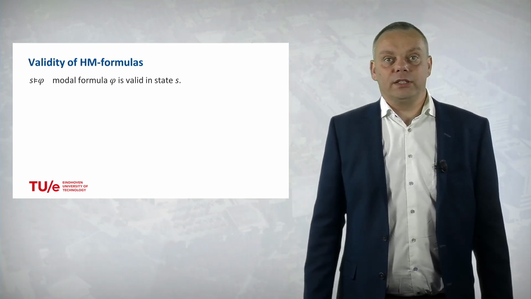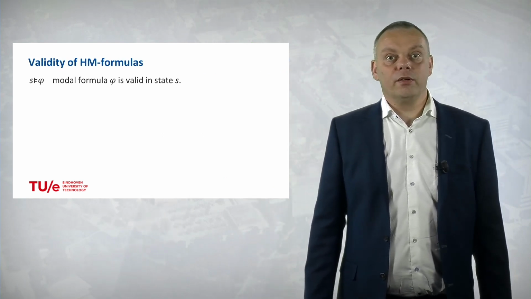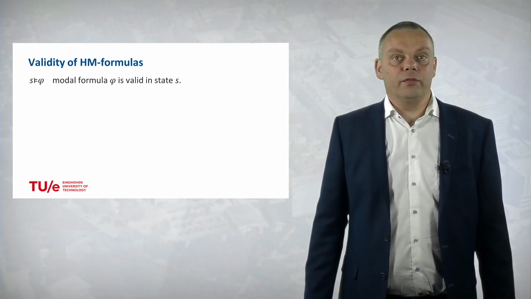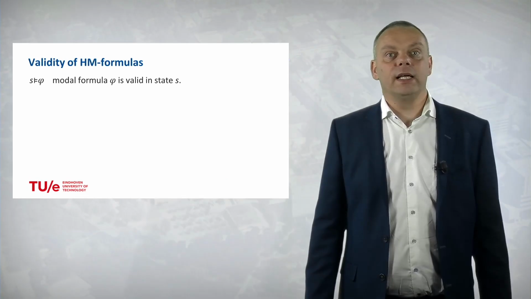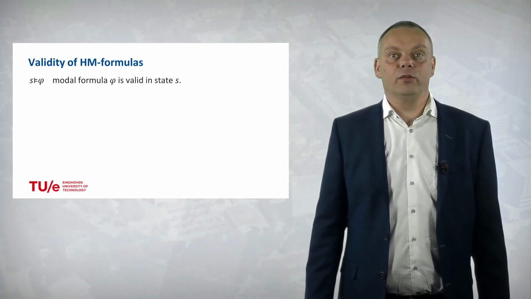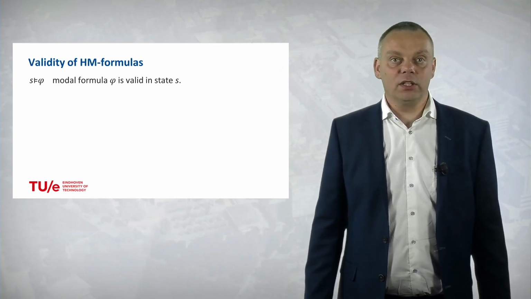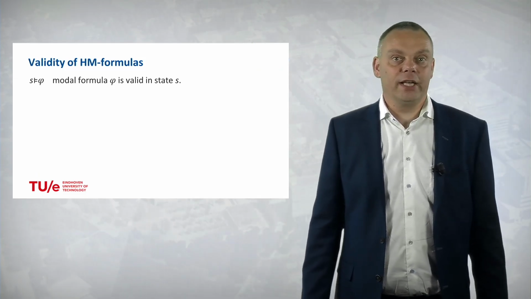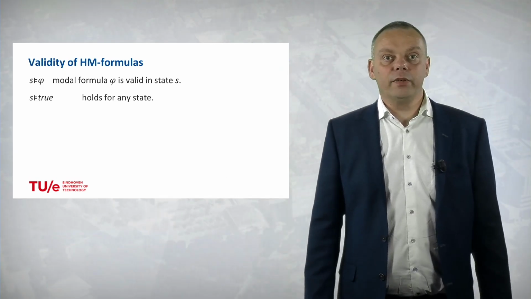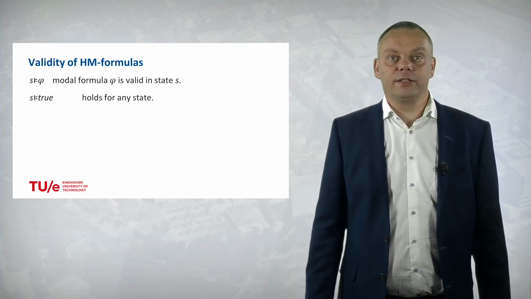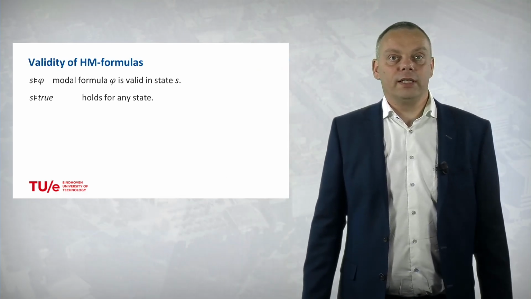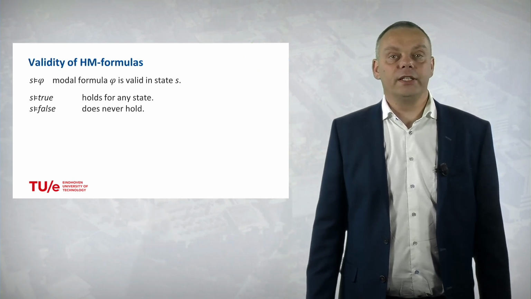So, when is a Hennessy-Milner formula valid? We take a formula and a state, and we say that this formula is valid in a particular state. Often we do not mention this state explicitly, but then that's generally the initial state of the system that we consider. So we can say that true is the formula that's valid in any state. False is the formula that's never valid for any state.